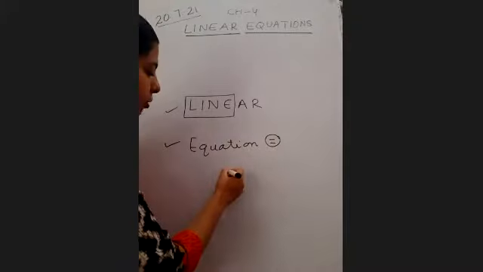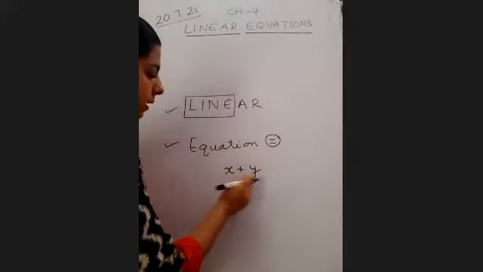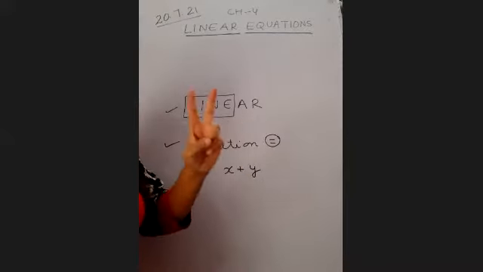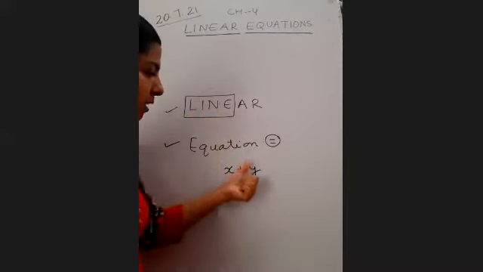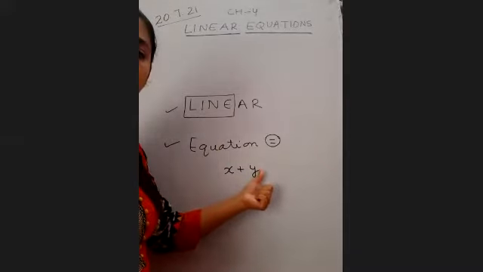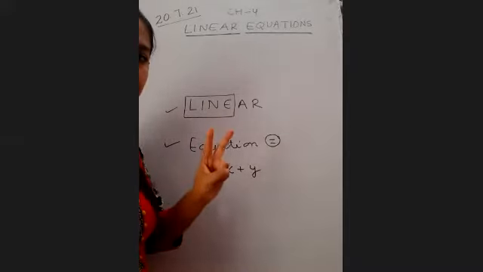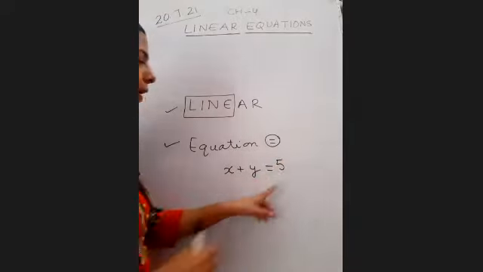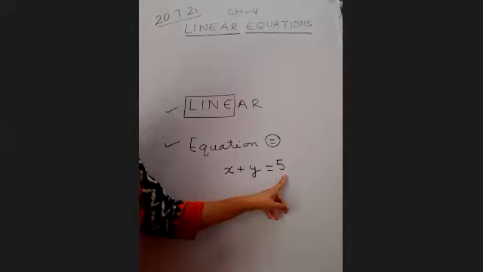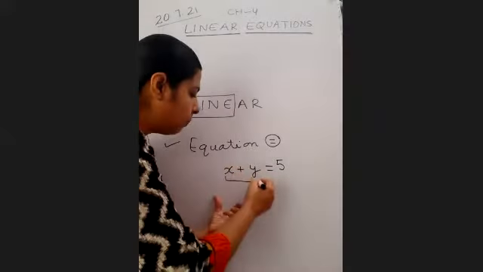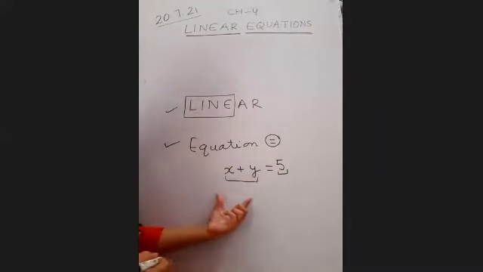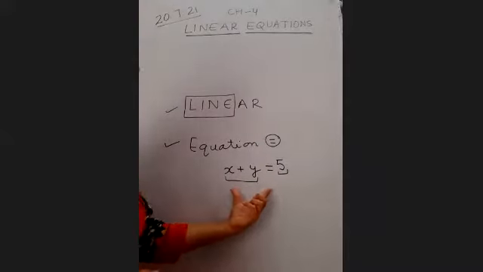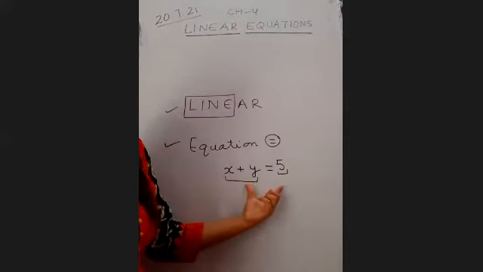For example, children, x plus y. Is it a linear polynomial in two variables? Yes. Degree is what? Linear polynomial in two variables. And if I equate it to another polynomial, let's say 5. 5 is a constant polynomial. So when I am equating one polynomial to another polynomial, what I get is a linear equation.